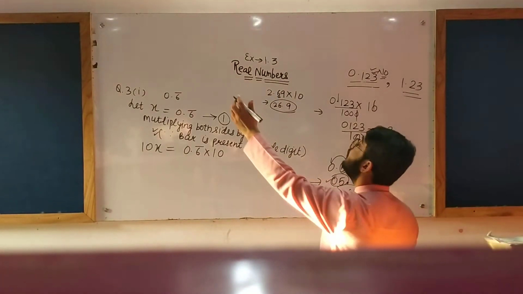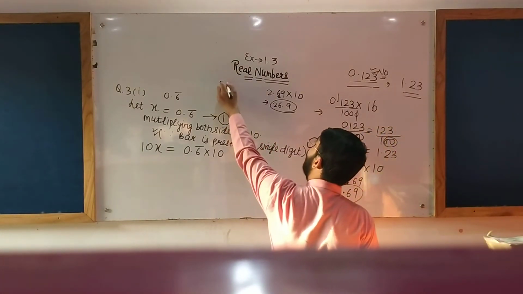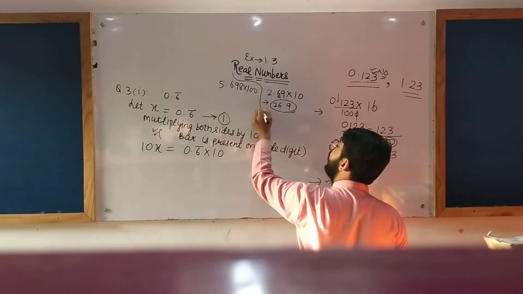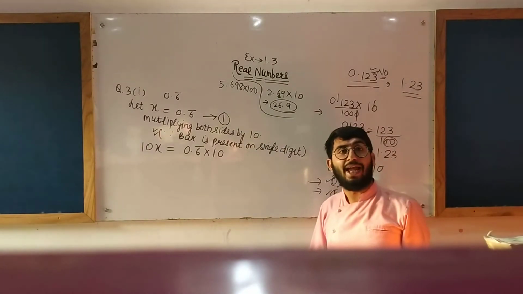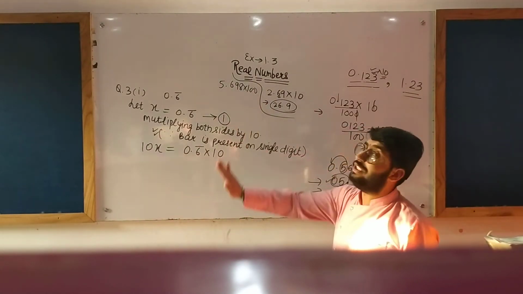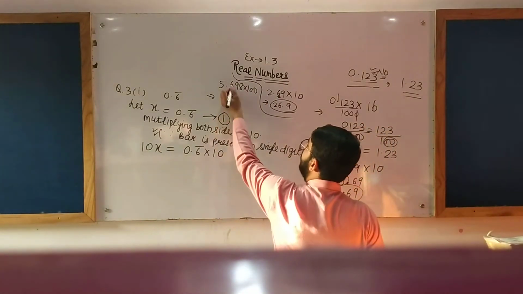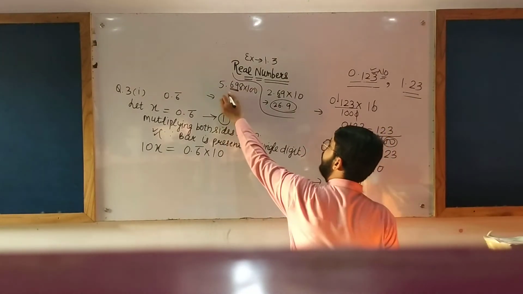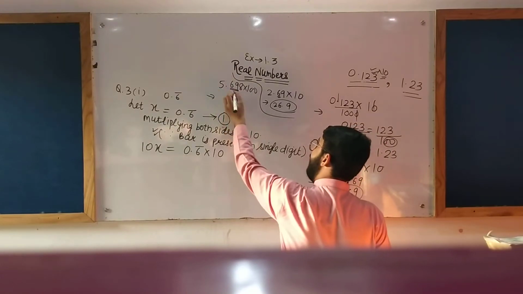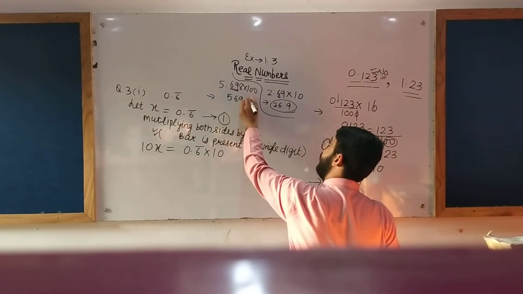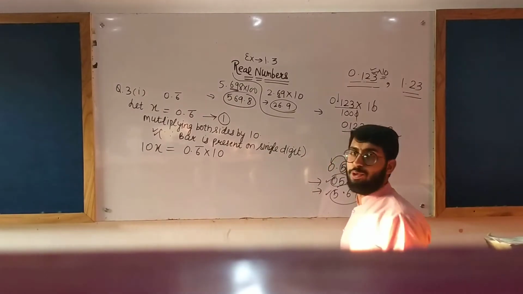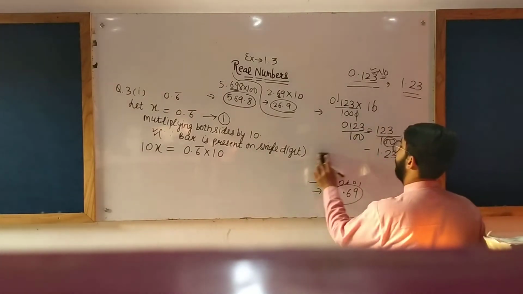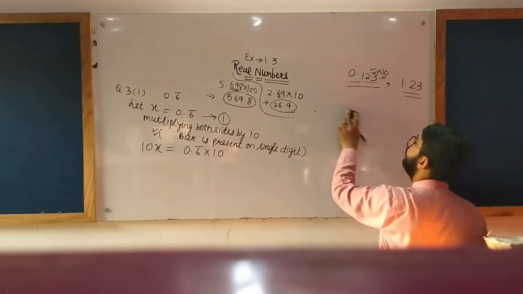Take another example. Suppose it is 5.698 and you multiply by 100. Yes, you multiplied by 100 this time, not by 10. That is, you have taken 2 digits. Now the 2 digits just after the decimal will shift from right to left. It will be 569.8. Hope you are getting the point. Okay. Now let's proceed ahead in the question.